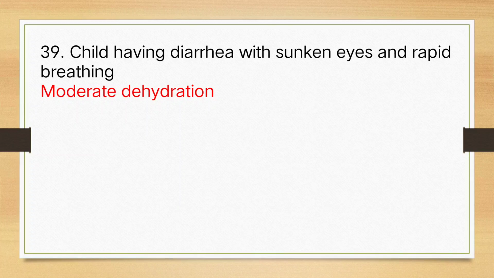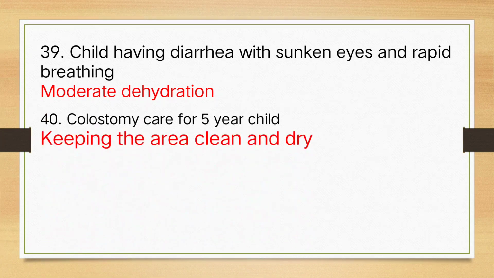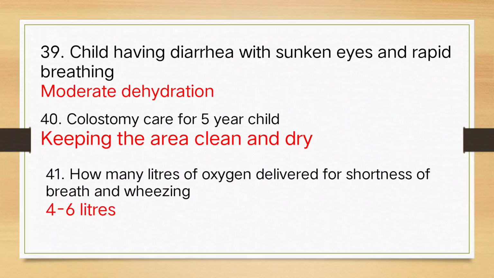When the child is having diarrhea with sunken eyes and rapid breathing, what type of dehydration is? It is moderate type of dehydration. Colostomy care for 5-year child is keeping the colostomy area clean and dry. How many liters of oxygen delivered for shortness of breath and wheezing? Mainly asthma patient. So it is up to 4 to 6 liters. In option 5 liters was mentioned.